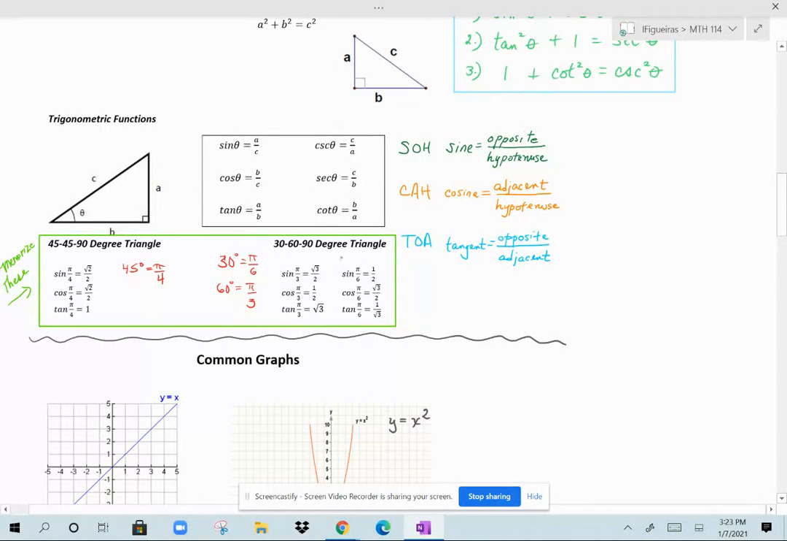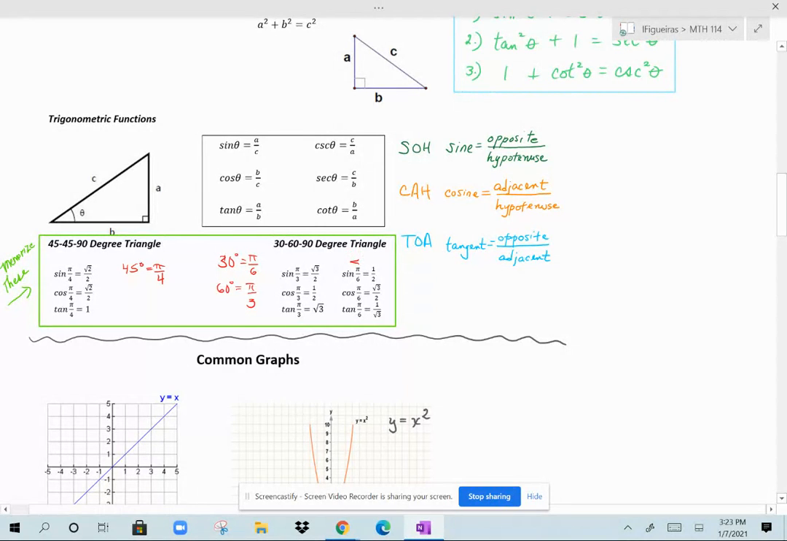So the sine of pi over 3, which is 60 degrees, is root 3 over 2. Cosine of pi over 3 is a half. And the tangent of pi over 3 is root 3. And then the 30-degree angle, sine of pi over 6 is a half. Cosine of pi over 6 is root 3 over 2. And tangent of pi over 6 is 1 over root 3.